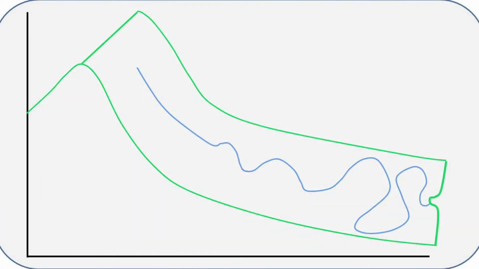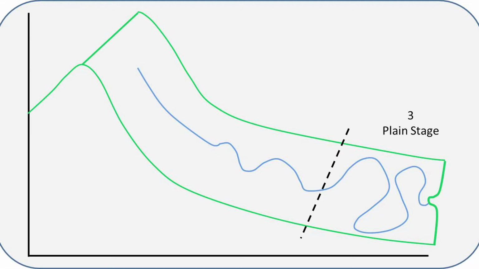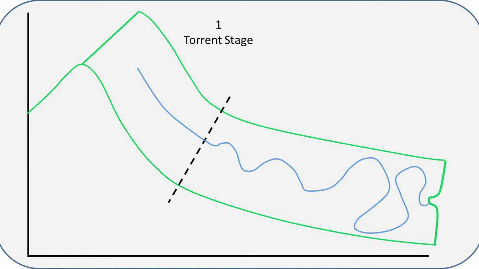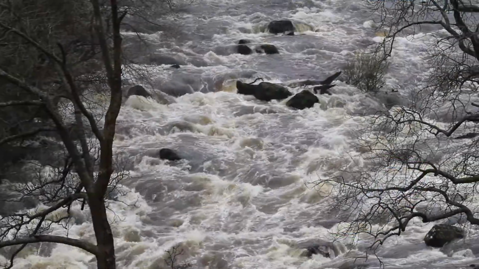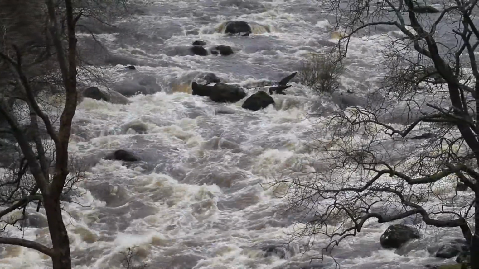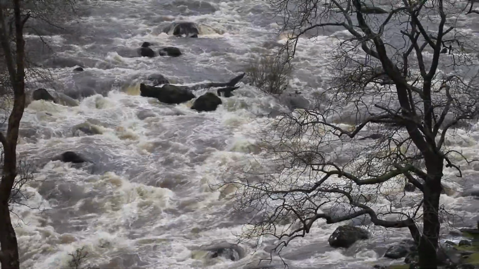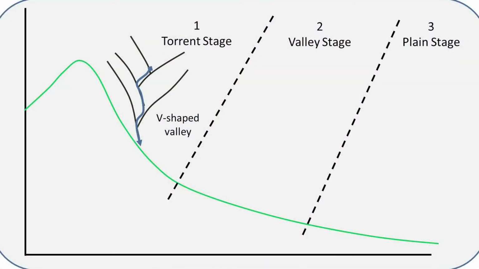This can now be used to naturally divide the river into 3 zones: torrent stage, valley stage, plain stage. In each of the 3 stages, 3 totally different things are happening. In the torrent stage, boulders are running down the riverbed very, very quickly. There's a lot of corrosion, attrition, solution going on, and we get a totally different type of valley shape. It's called a V-shaped valley. There it is there, caused by vertical erosion.